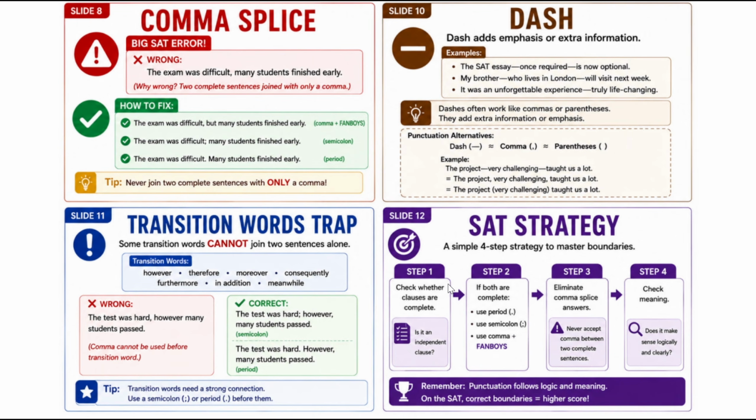Next, SAT strategy. Here is a simple 4-step strategy for SAT boundary questions. Step 1: Check whether the clauses are complete. Ask yourself, can they stand alone? Step 2: If both are complete, use a period, use a semicolon, or use a comma plus FANBOYS. Step 3: Eliminate comma splice answers. Never accept a comma between two complete sentences. Step 4: Check meaning. Check meaning and logic. Grammar must sound logical and clear.